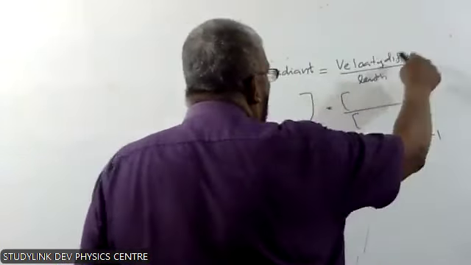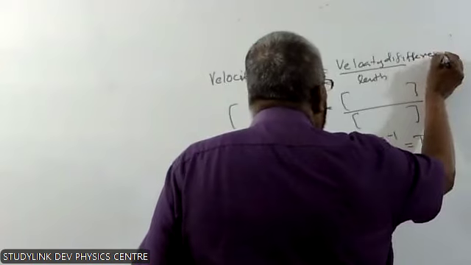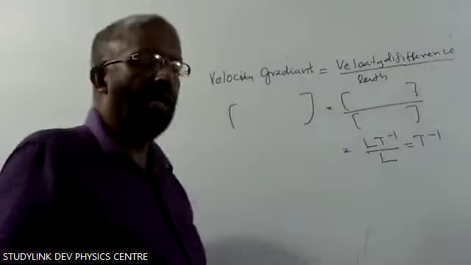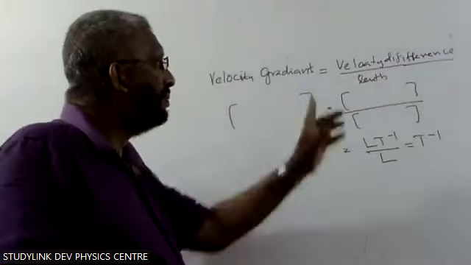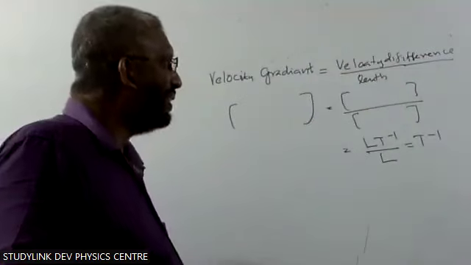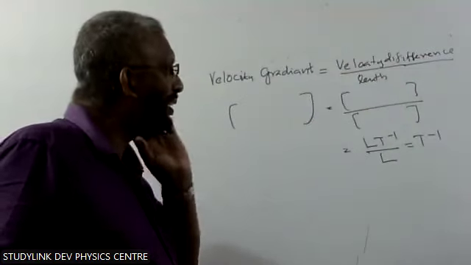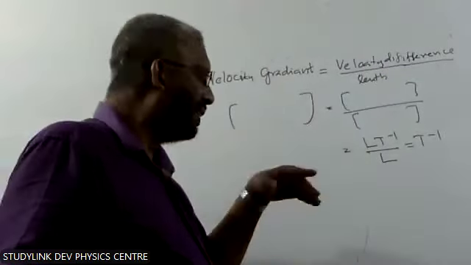Example, velocity gradient is velocity difference divided by length. If you have any problem with the writing method, tell me, then I'll write more clearly. Find the dimensions of velocity gradient.